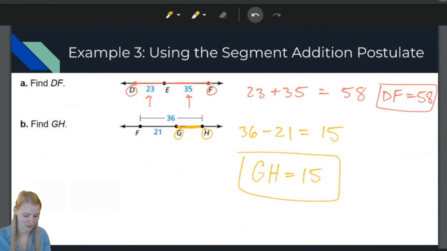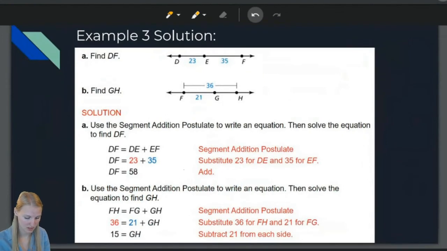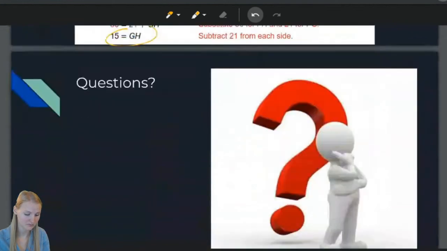That's it. So we can make sure that we were correct. DF is 58. GH is 15. Beautiful. Looks good to me. All right.